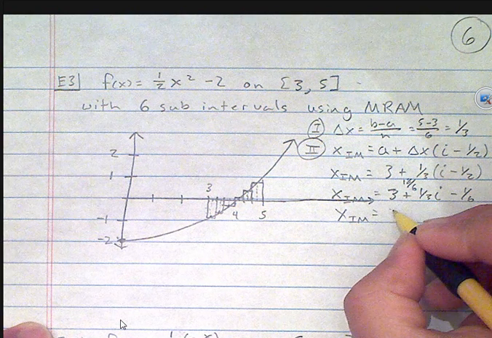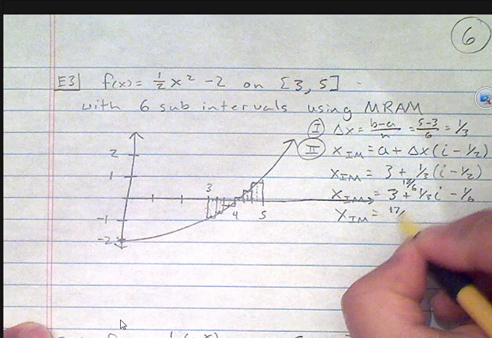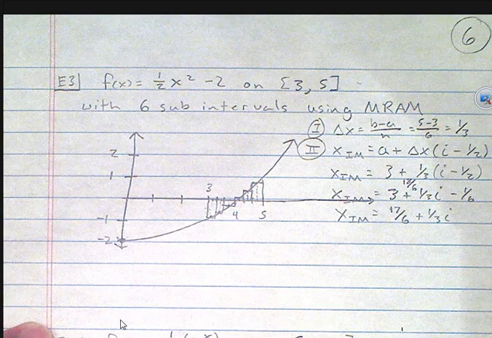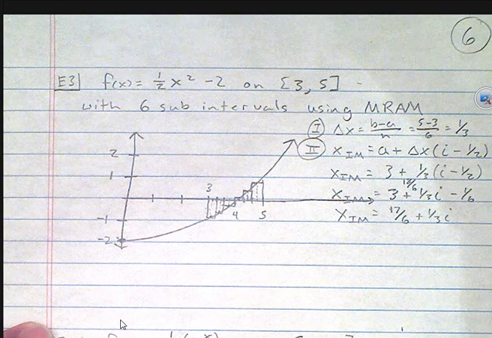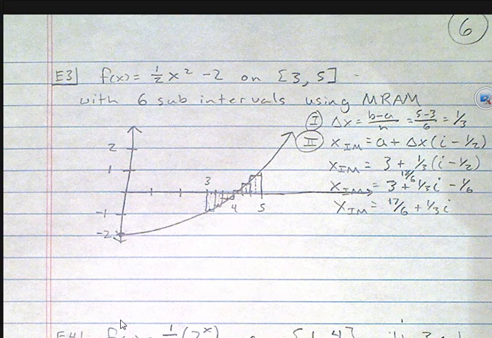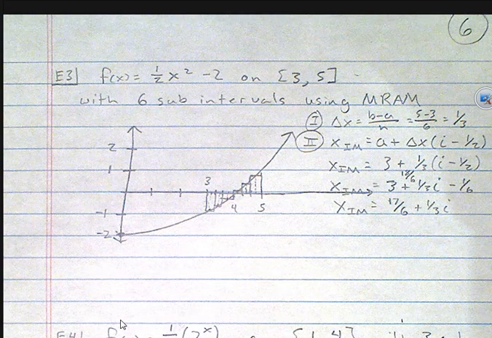Alright, so that'd be 17 over 6 plus 1/3 i. Okay? Alright, now let me go ahead and tell you, this problem is about to get really rough, but let's push through it, okay? So this is step 2. Let's go ahead and move on to step 3.